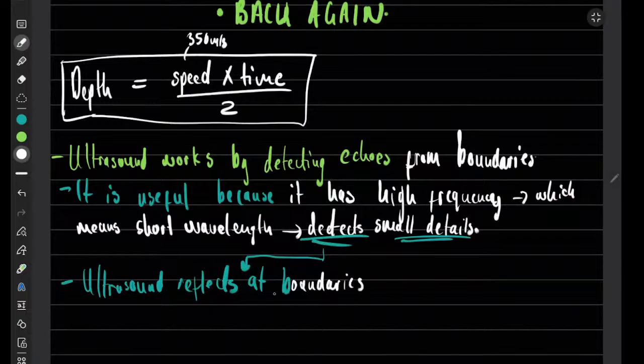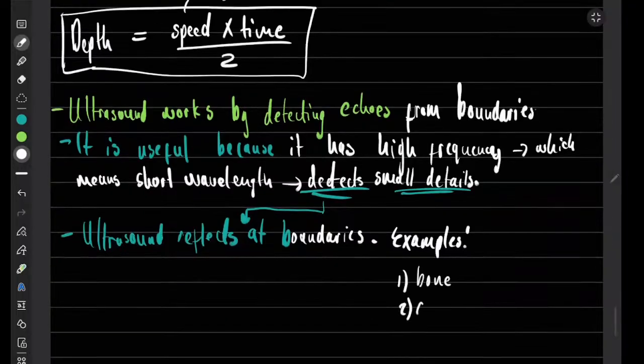Okay? It reflects at boundaries. Examples being: example 1, the bone; 2, ocean floor; 3, metal crack. It can reflect there. So it's a useful one. Are we together?